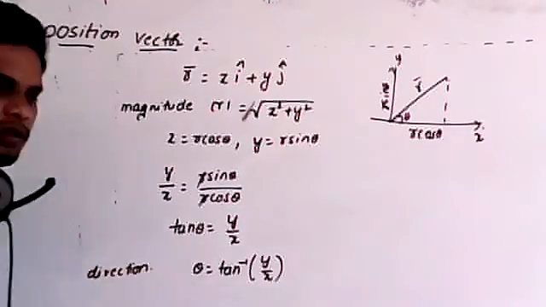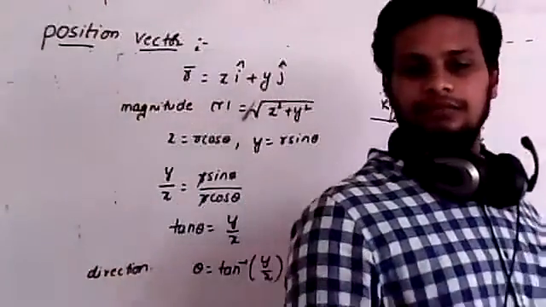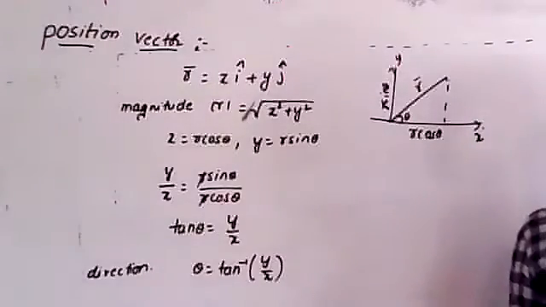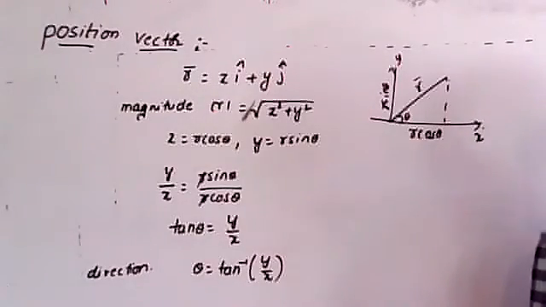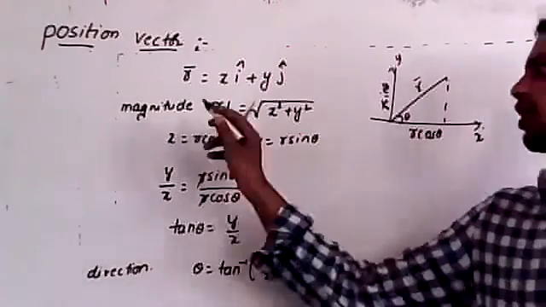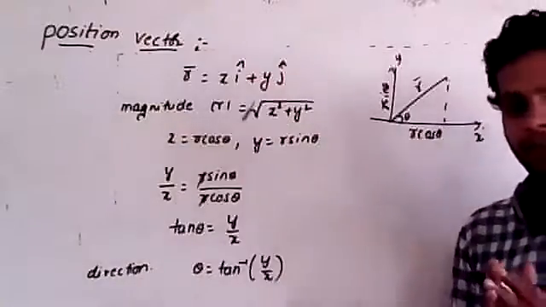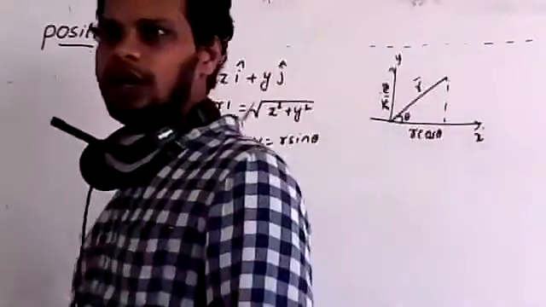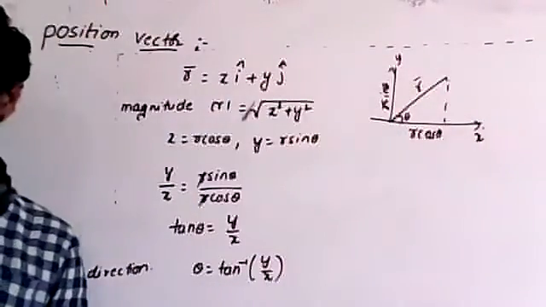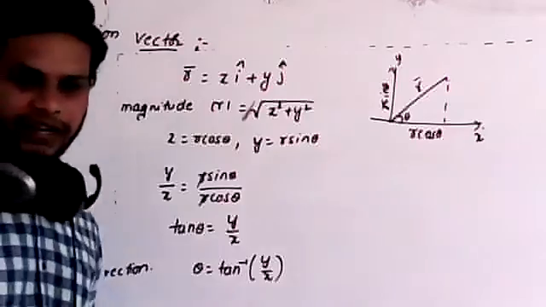Actually, the same thing we did with the vector a bar. But the position vector, I will take as r bar. I hope you understood up to this point. Okay, shall I proceed?